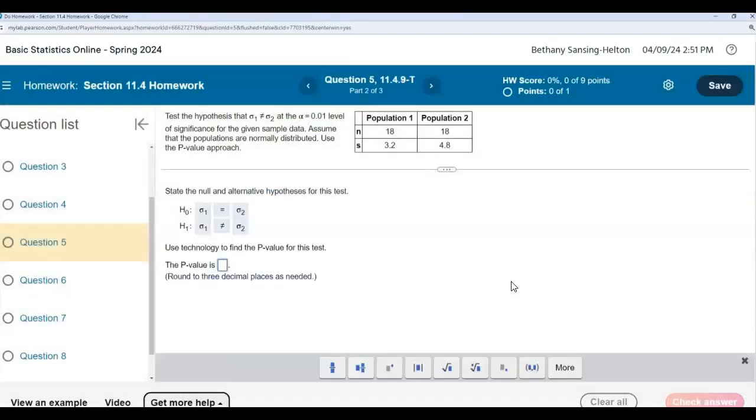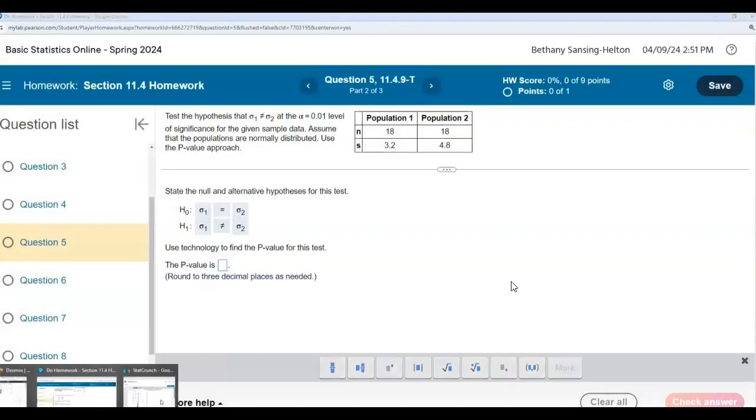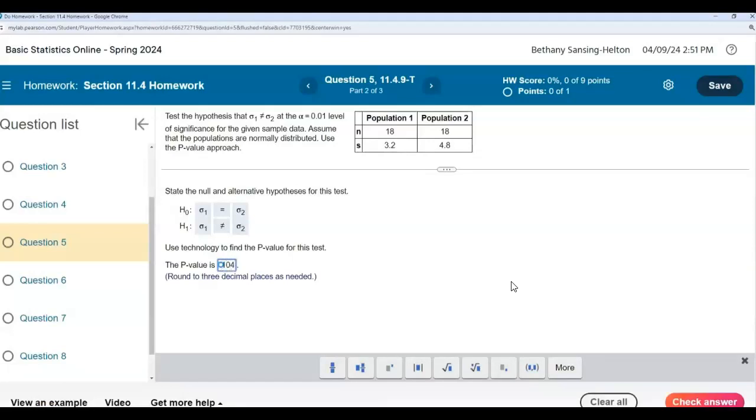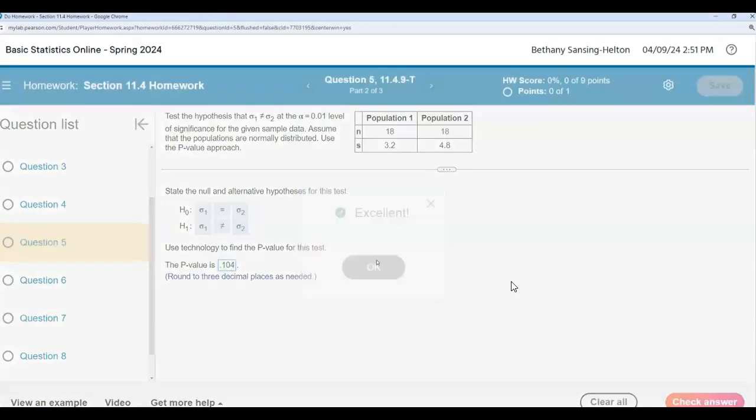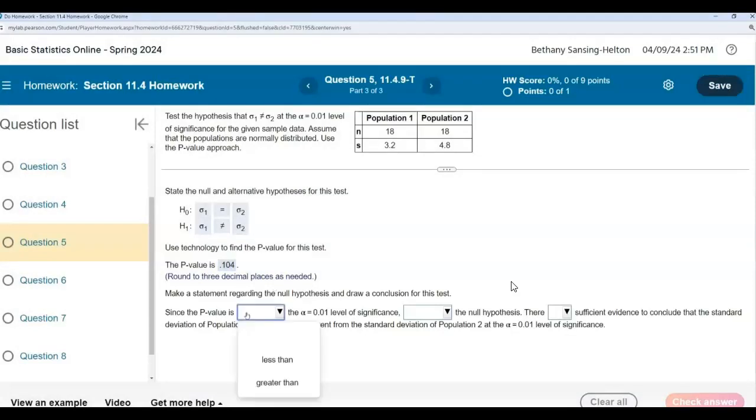The p-value is, I didn't write it down, 0.104. Since the p-value is greater, these always go together. If it's greater than the level of significance, we fail to reject, do not reject. And therefore, there is not sufficient evidence. So do not reject always goes with is not. Reject always goes with is. And so these three always kind of go together.